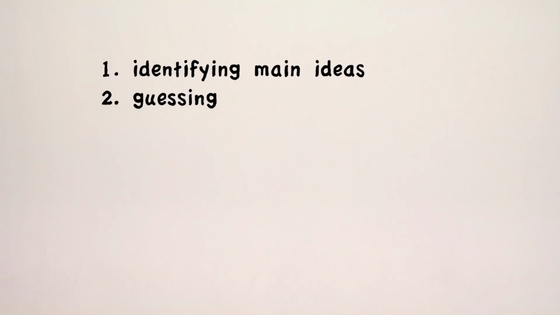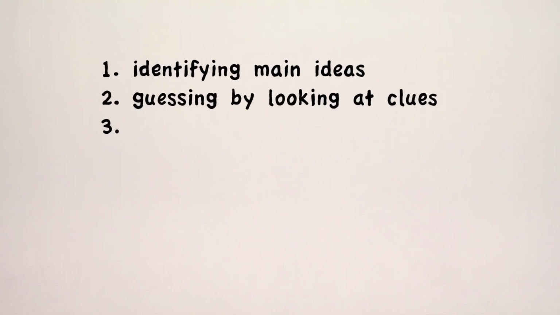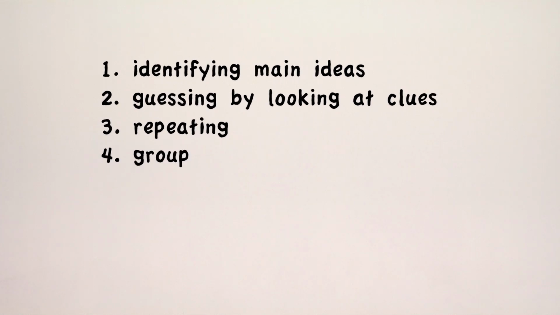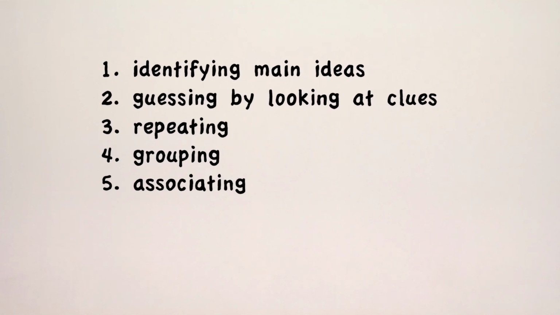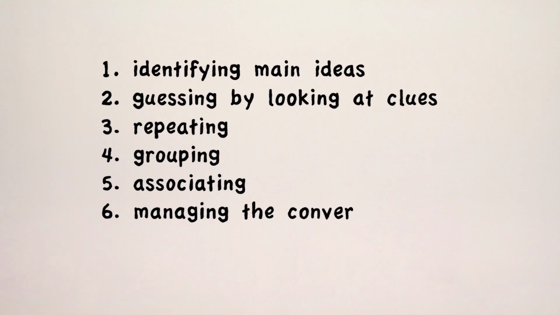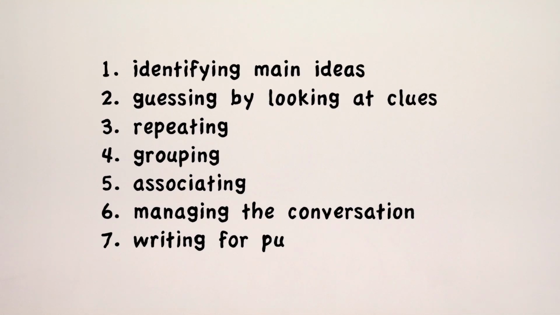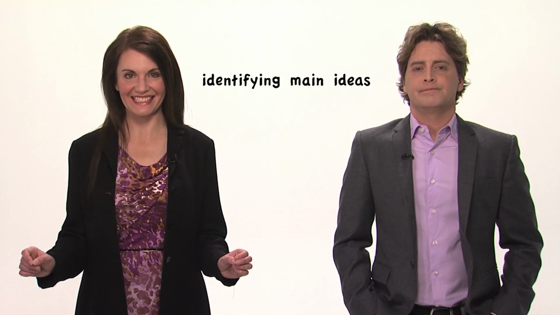We're going to be looking at 7 spotlight strategies. They are: number 1, identifying main ideas. 2, guessing by looking at clues. 3, repeating. 4, grouping. 5, associating. 6, managing the conversation. 7, writing for purpose and people. In this episode, we start with identifying main ideas.